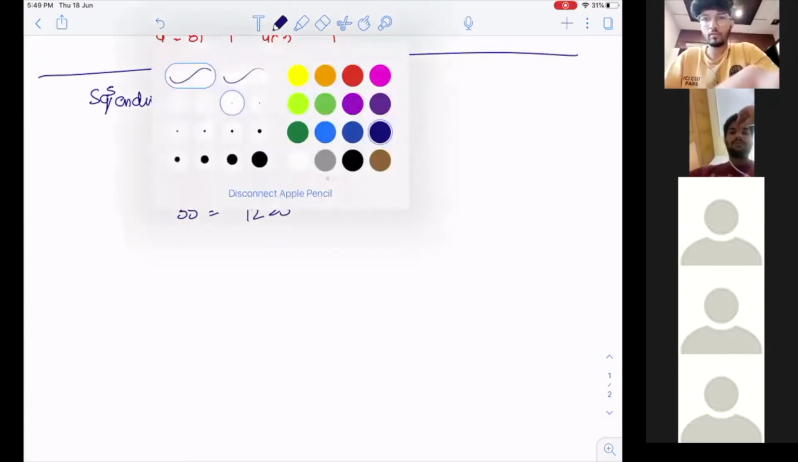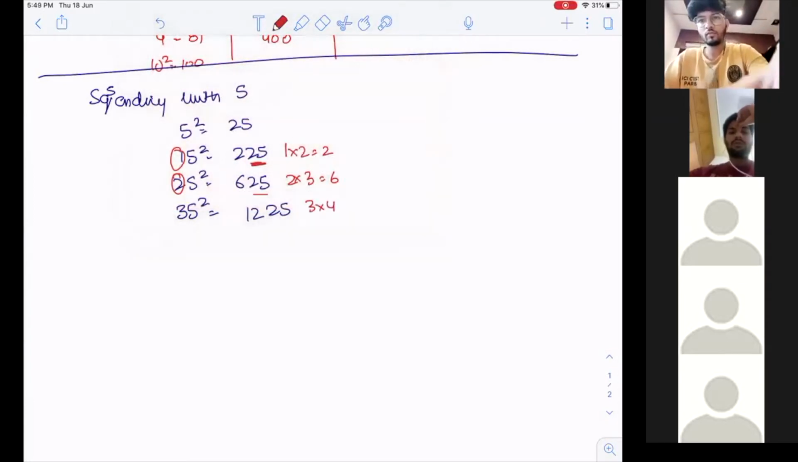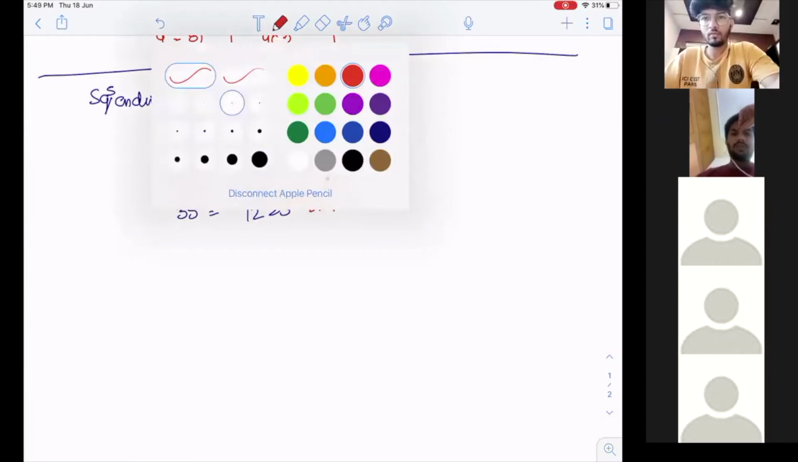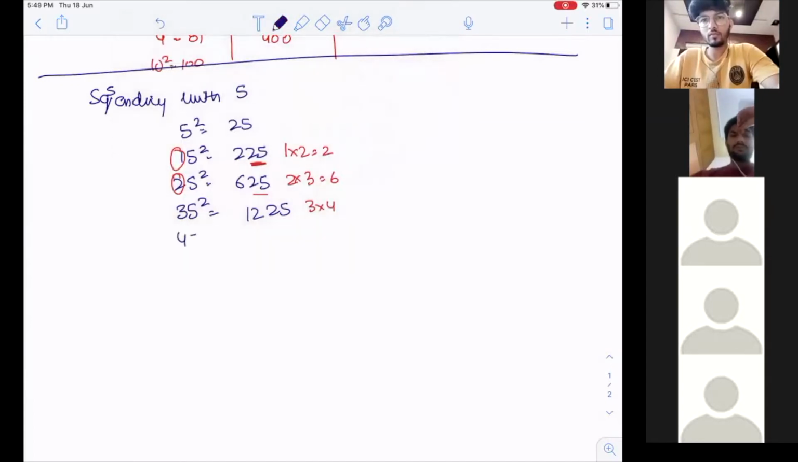How do we get this? Sir, 3 into 4. Is it clear? Yes, sir. Preceding digit से एक नंबर extra multiply कर देंगे. 45 square.